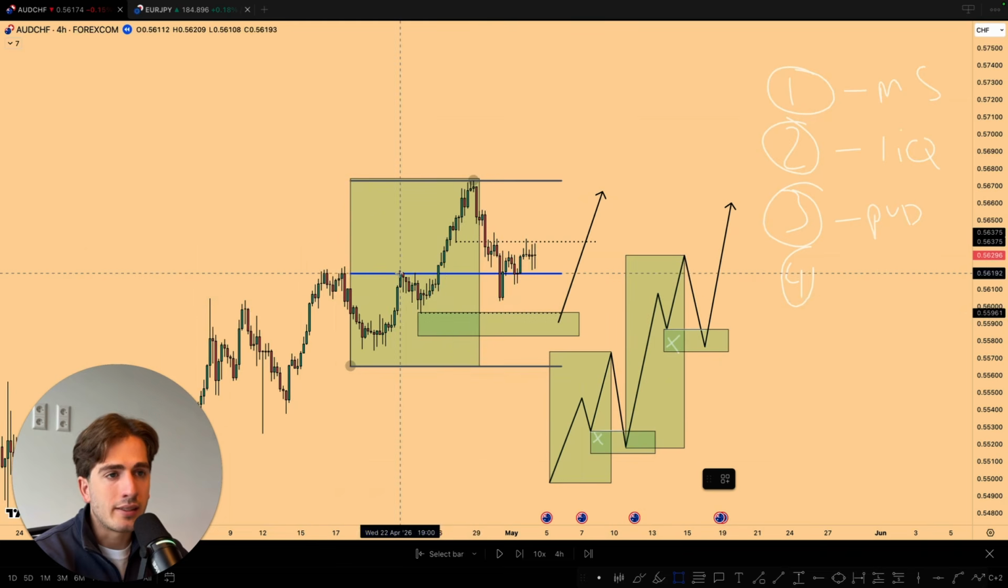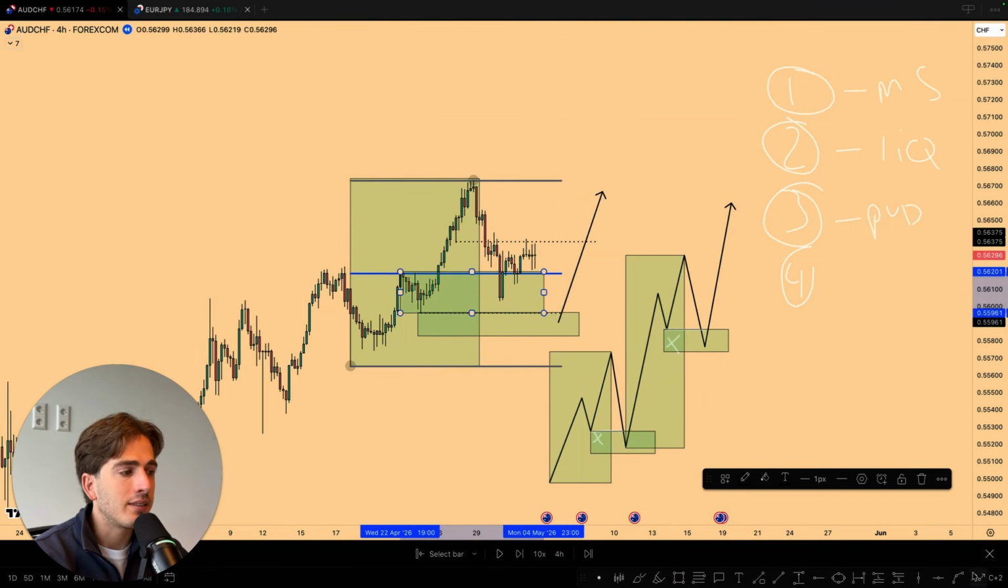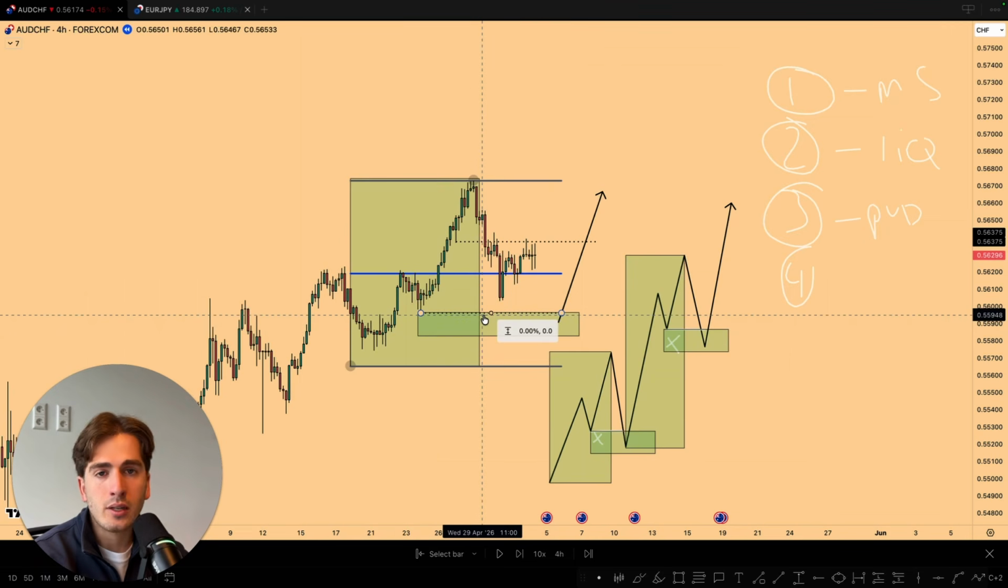Now, a lot of traders would identify this here as the demand zone to then take a potential long position, but no, we always wait for significant liquidity to get grabbed before actually getting involved with an overall long position.